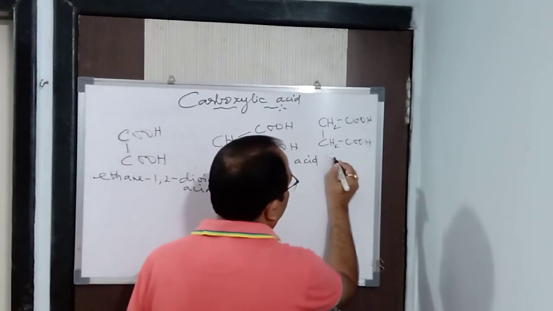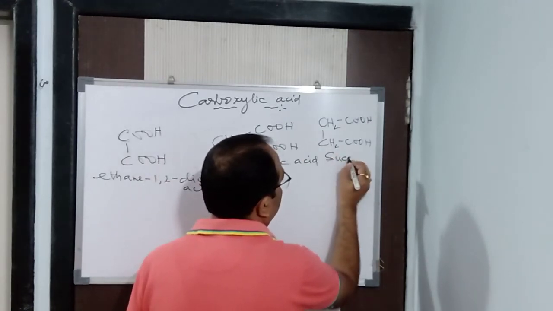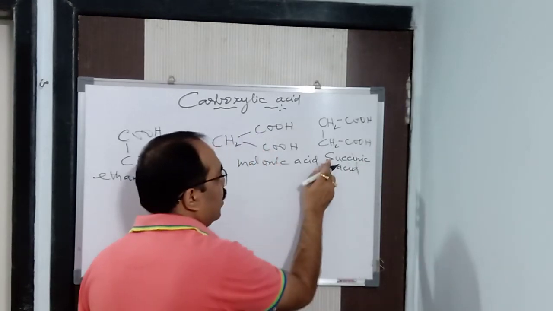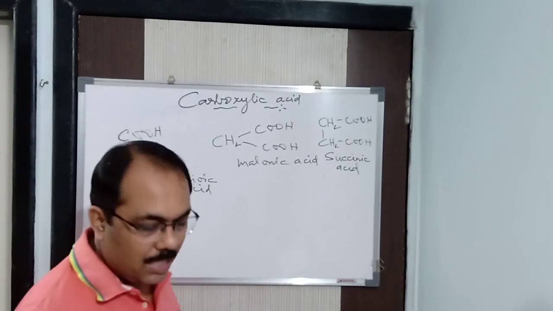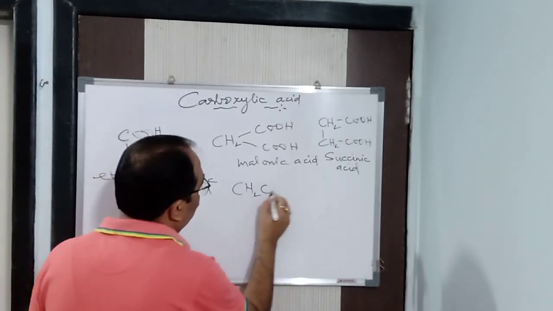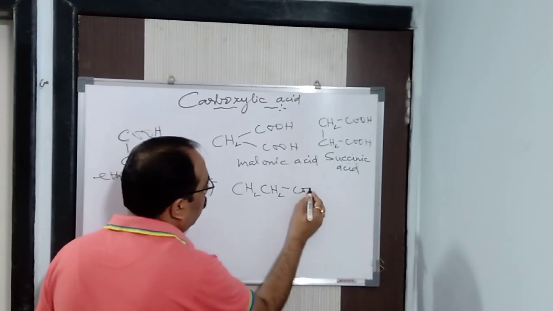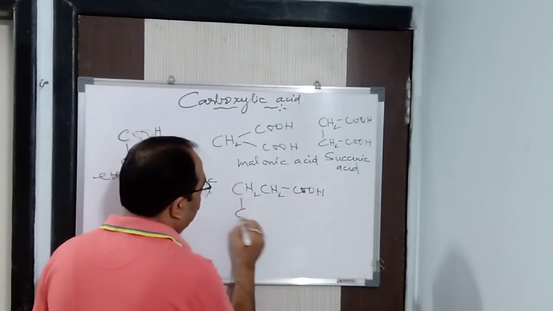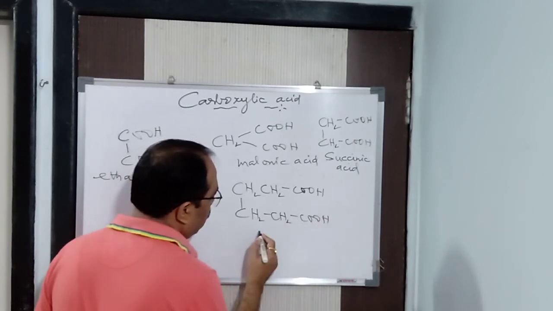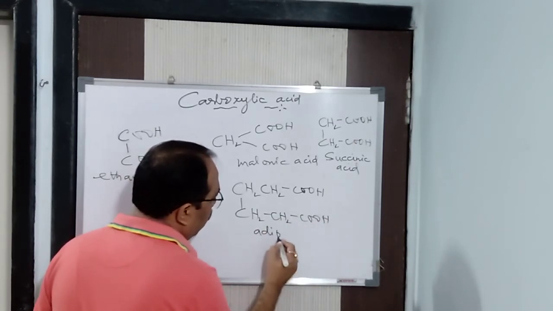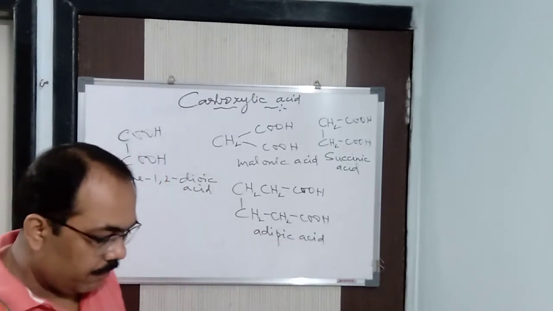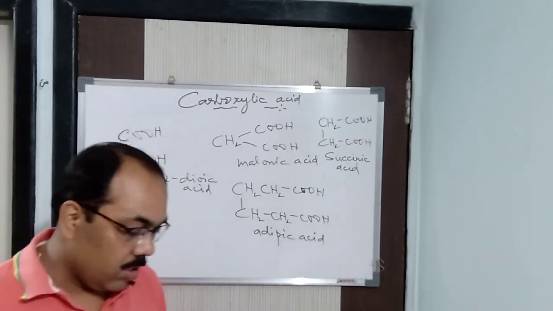But the common name is succinic acid. Succinic. The common name you need to remember. The IUPAC name you have to understand. That is succinic acid. Similarly, if you have CH2, CH2, COOH, again CH2, CH2, COOH, what is that? It is nothing but known as adipic acid. It is called adipic acid.